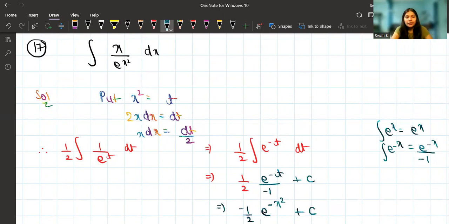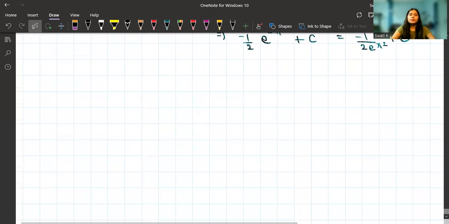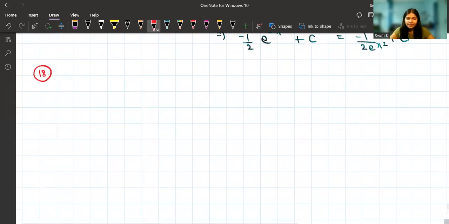That is your answer. If you want, you can simplify it further by using the exponent and keeping the power positive. So this will also become minus 1 upon 2 e raised to x squared, using the property of exponent, and then plus c. That's the answer. Okay, let's move to the 18th question. We are almost towards the end, so keep on watching, guys.